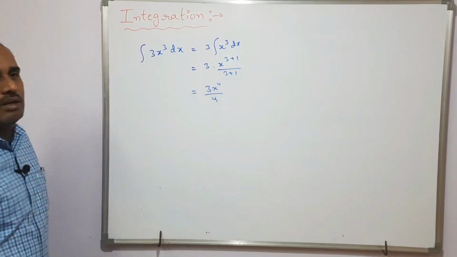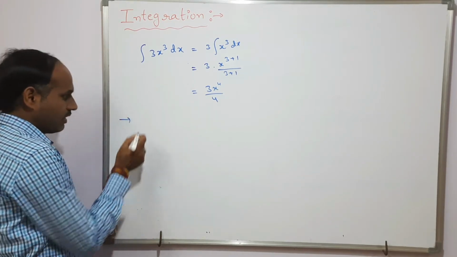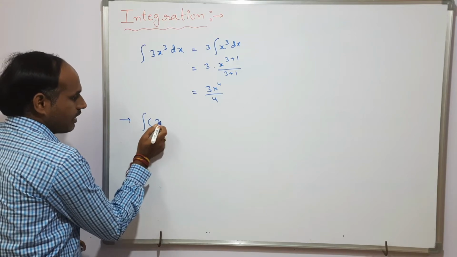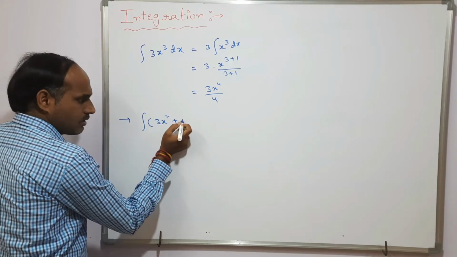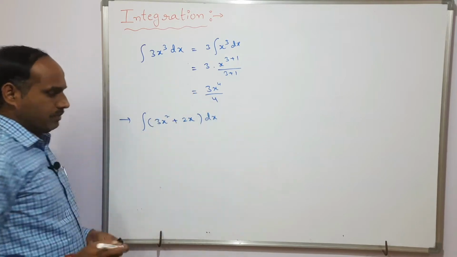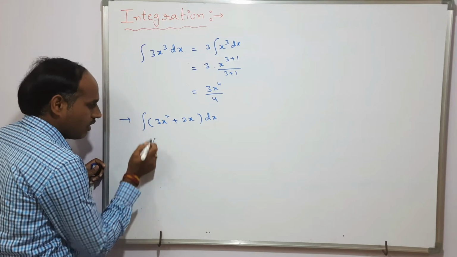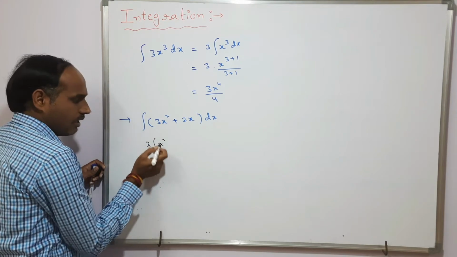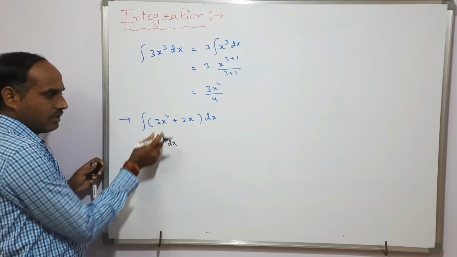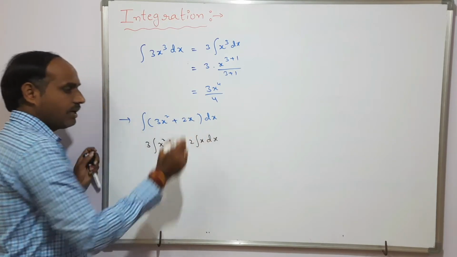This is the way we are using this formula for a given function. If you are taking the composite function, that is, the integral of 3x square plus 2x dx, suppose. Here we can write this integral as the integral of the individual functions, that is, 3 into the integral of x square dx, the individual terms here, plus 2 into the integral of x dx.